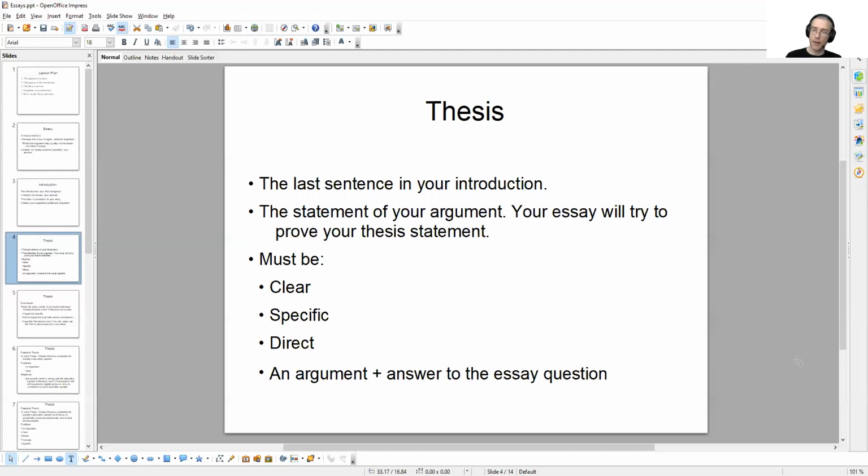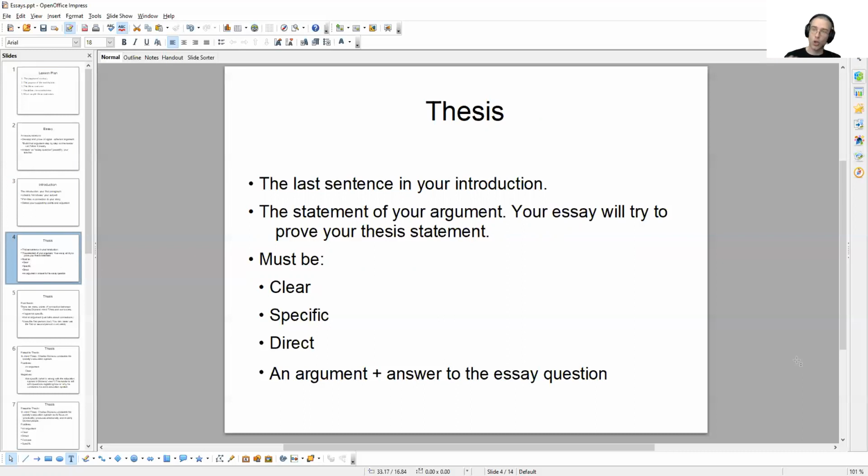It has to be specific. So don't talk in generalities like this story has a theme of love. That's incredibly general. What is this story saying about love? Maybe love is an inherently irrational emotion and so has to be controlled in order to ensure that people don't destroy themselves. That is a clear and specific argument. It has to be direct.